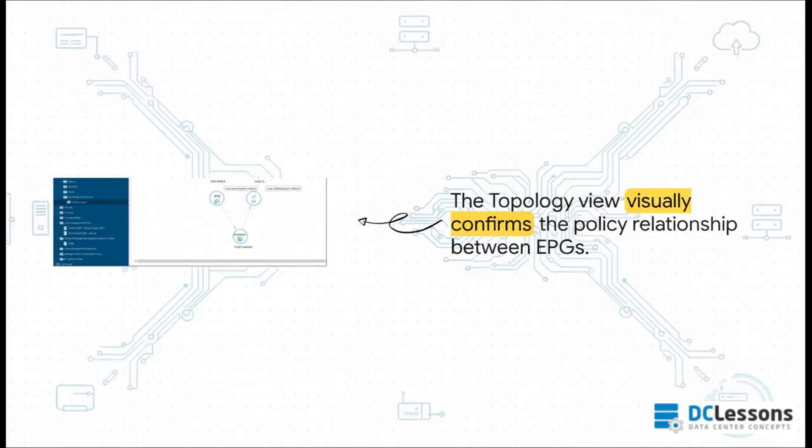And finally, for those of us who just like to see it, the topology view in APIC is just perfect. It literally draws you a picture of the policy you just built. You can see it right here. There's our internal OOB group, there's our external management network, and bam, right in the middle is the contract connecting them. It's such a great sanity check to see that it's all hooked up the way you intended.